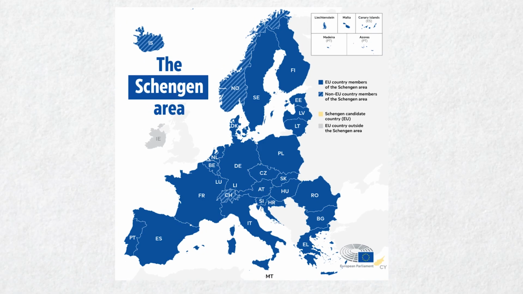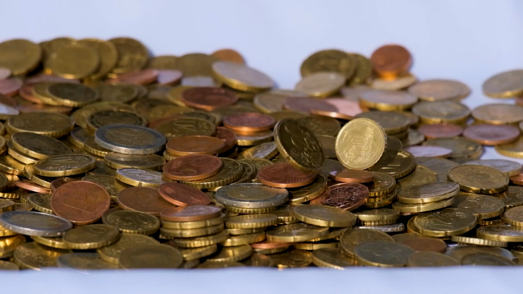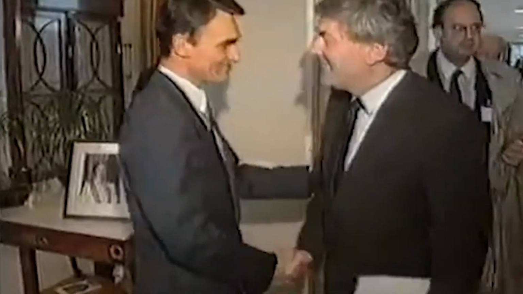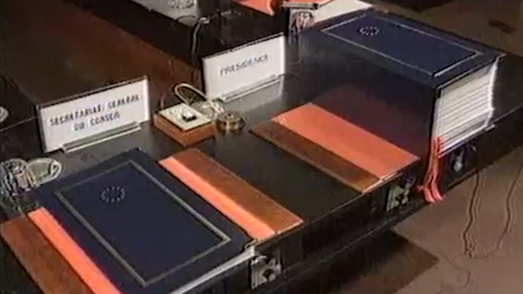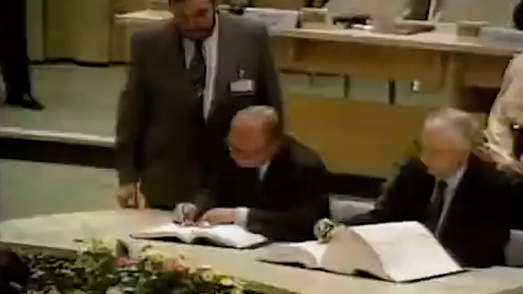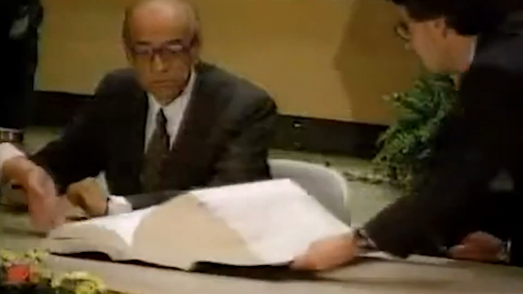In the years that followed, when the Schengen area was created, the UK didn't join it. As for the euro, the UK negotiated a special opt-out in the 1992 Maastricht Treaty, allowing it to keep its own currency and never adopt the euro.